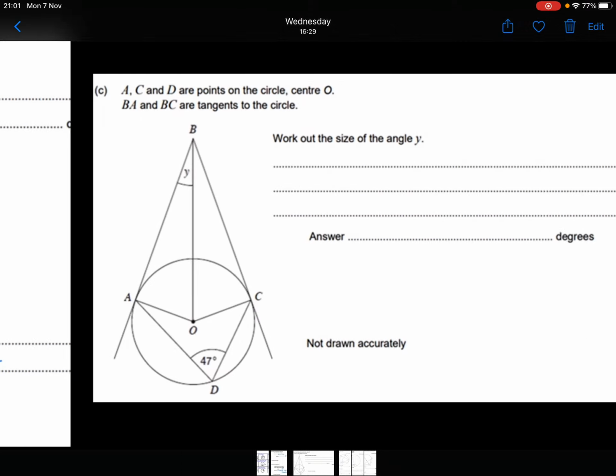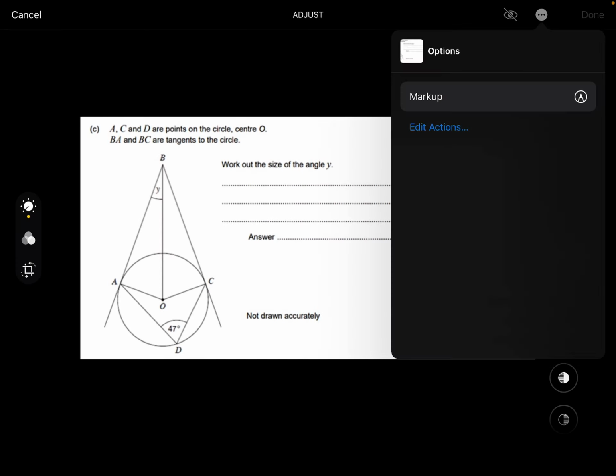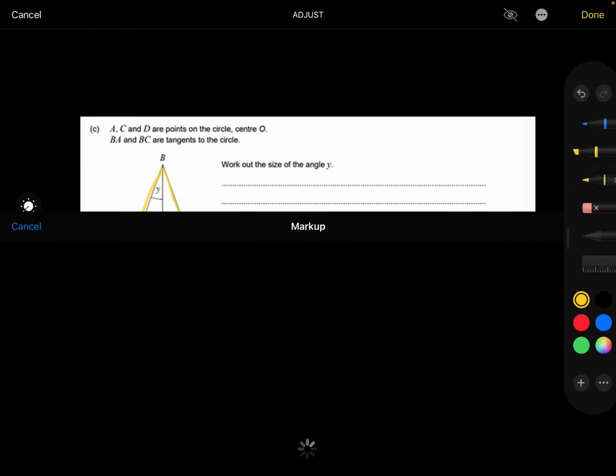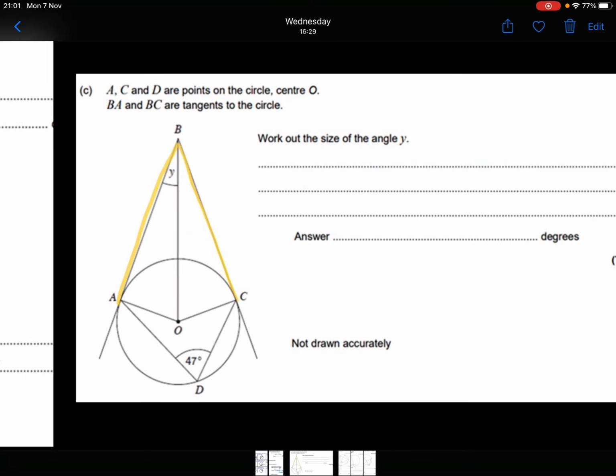And then for part C of this question, we've got A, C and D that are points on this circle that has centre O. We're told that BA and BC are tangents to the circle. So if BA and BC are tangents to the circle, let's think about that. What circle theorem can we use here?